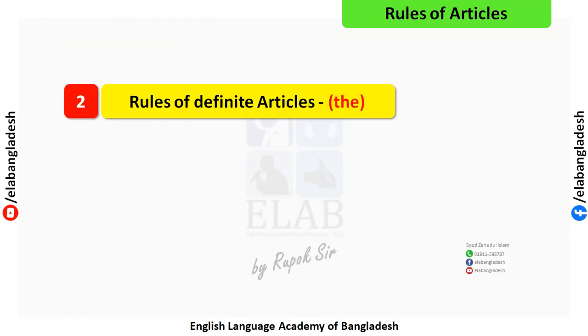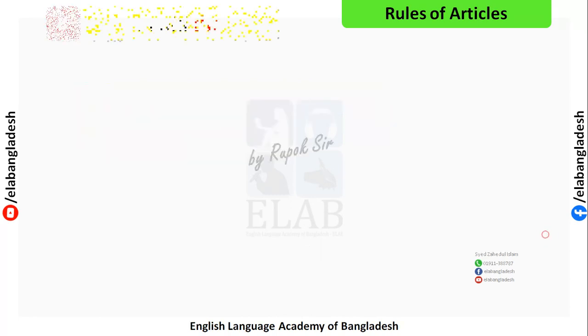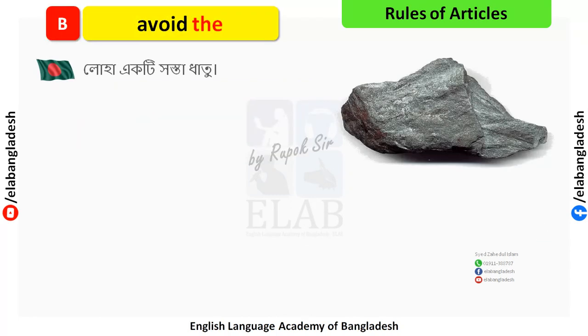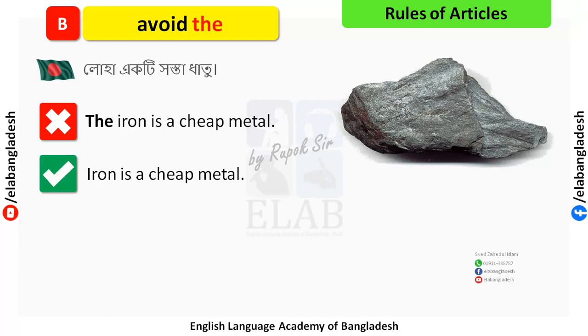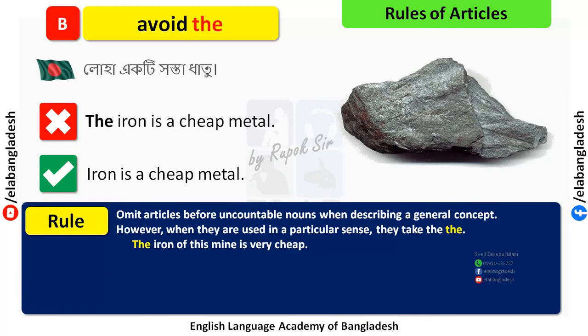Rules of definite articles: avoid the. Iron is a cheap metal. Omit articles before uncountable nouns when describing a general concept. However, when they are used in a particular sense, they take the. The iron of this mine is very cheap.